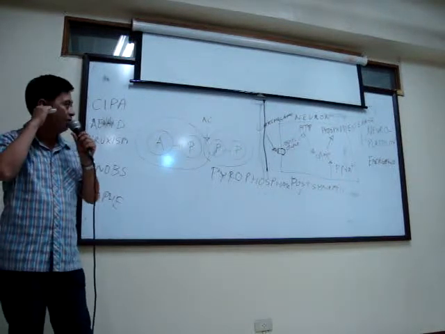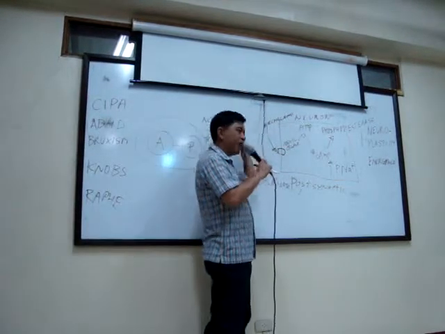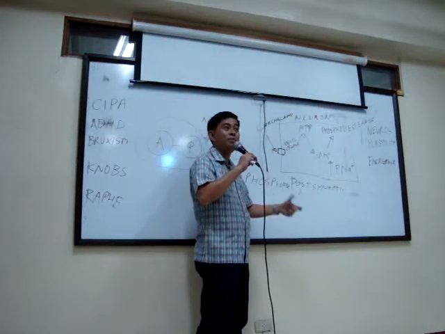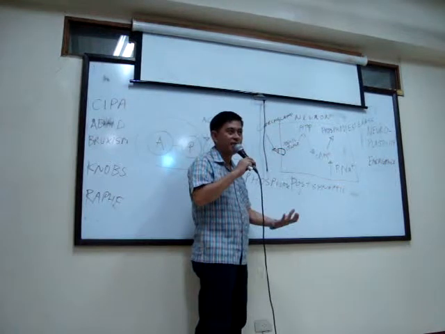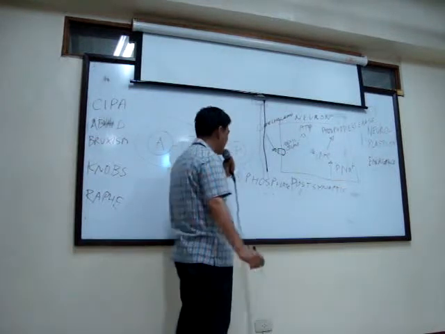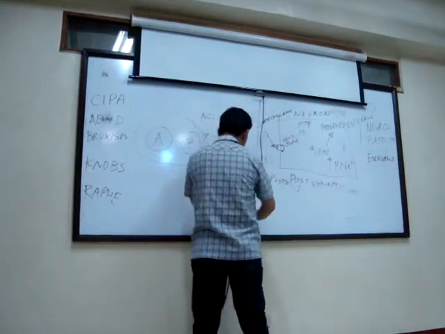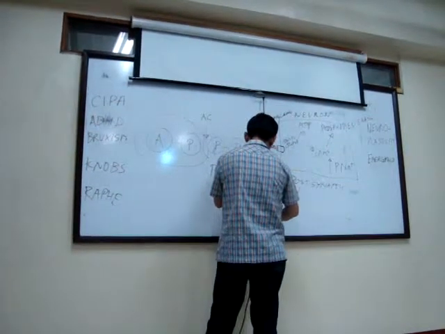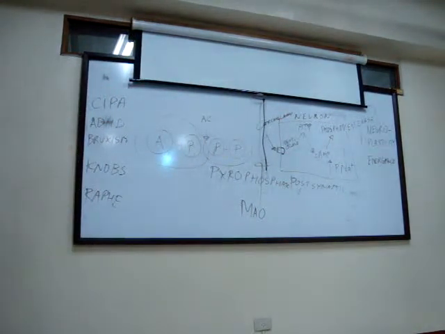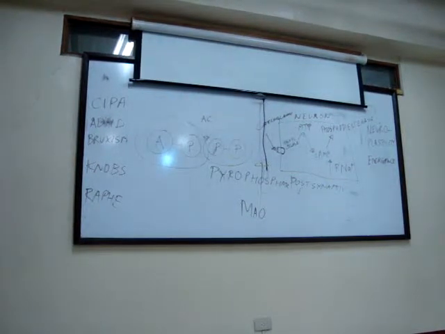But note this about amphetamines. Remember that in the synaptic cleft, I told you that there's always an enzyme that breaks down the neurotransmitter? It's the same with epinephrine and the catecholamines. There are enzymes that break them down. Do you know the name of the enzyme? The enzyme that breaks down catecholamines is MAO, monoamine oxidase.